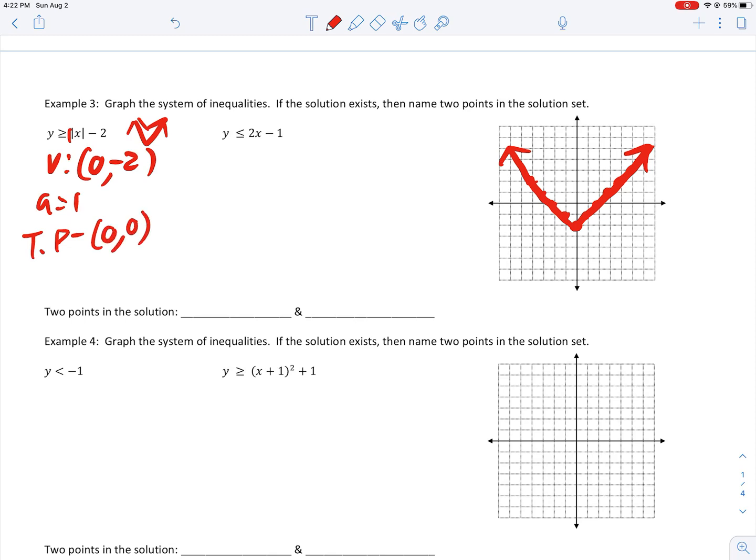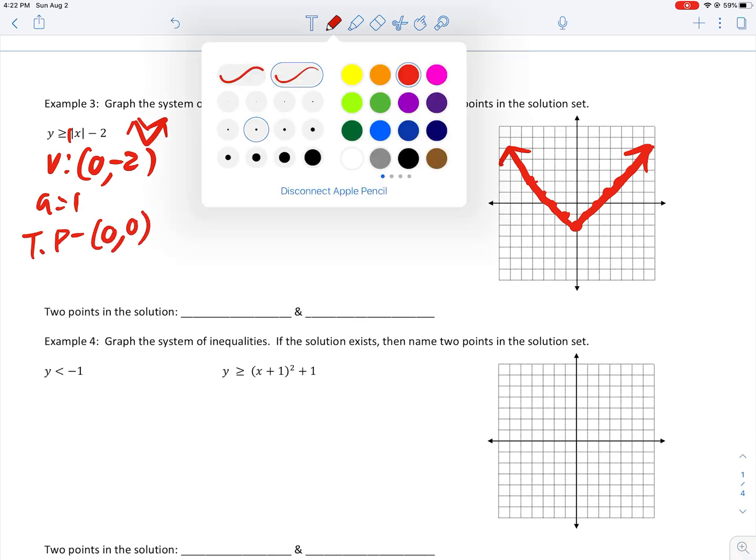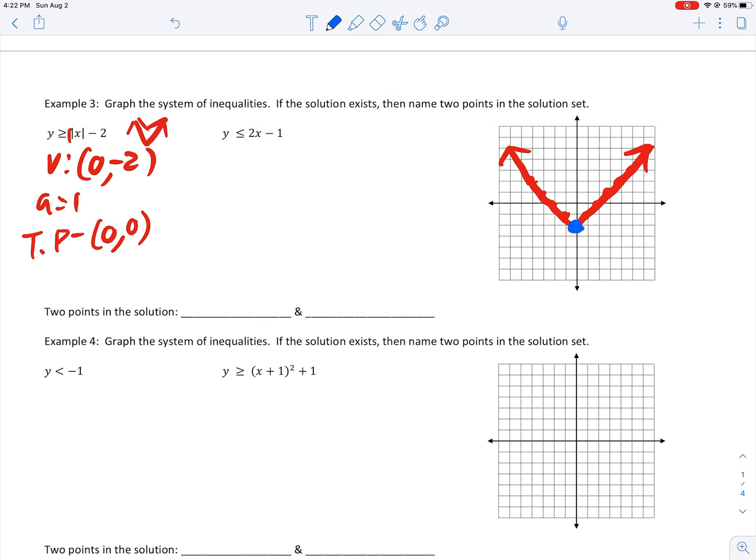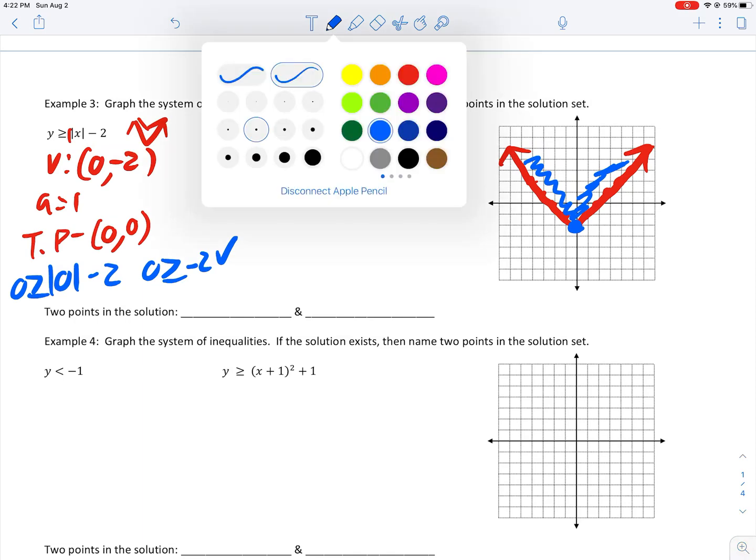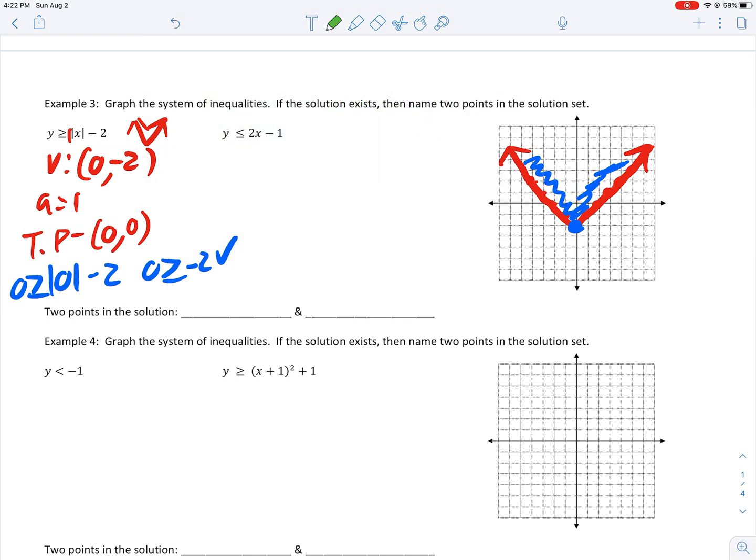Again, use a test point if you don't understand how to use the symbols. Greater than, again, the way I would do it is, where are the points greater than that? They're in here. So if you plugged in 0, 0, is 0 greater than -2? Yes, it is. So you would shade inside, like we already did.